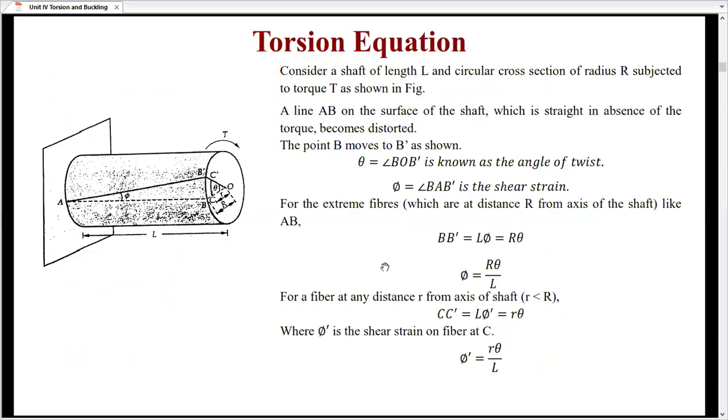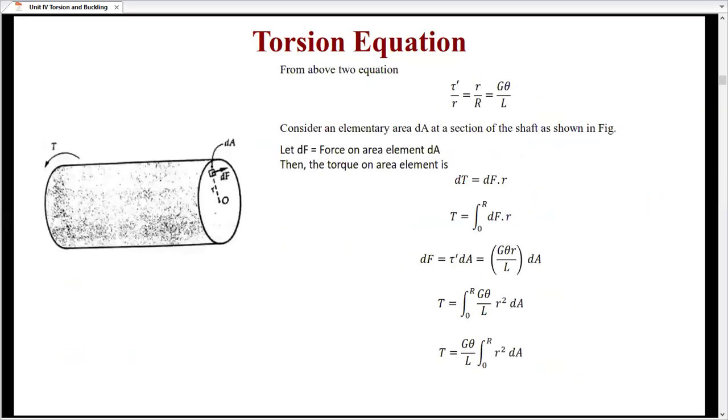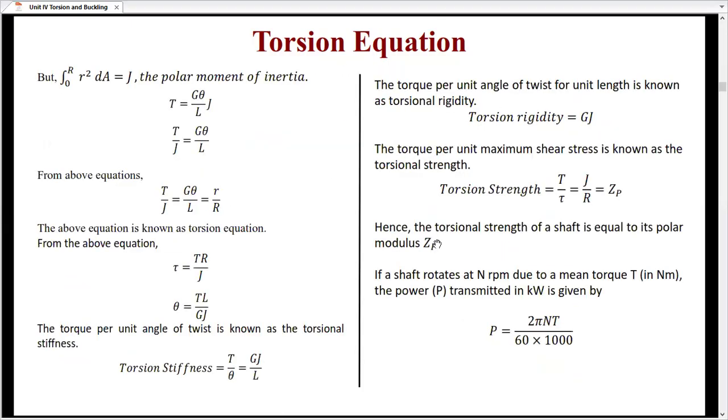Now, when we are applying torque, that torque we can determine by considering force into radius. The torsional equation of the shaft is T by J is equal to G theta upon L is equal to tau by R. Here tau is the shear stress, T is the torque, J is the polar moment of inertia, G is the modulus of rigidity, theta is the angle of twist, L is the length of the shaft, and R is the radius of the shaft. So this is all about the equations related to torque.